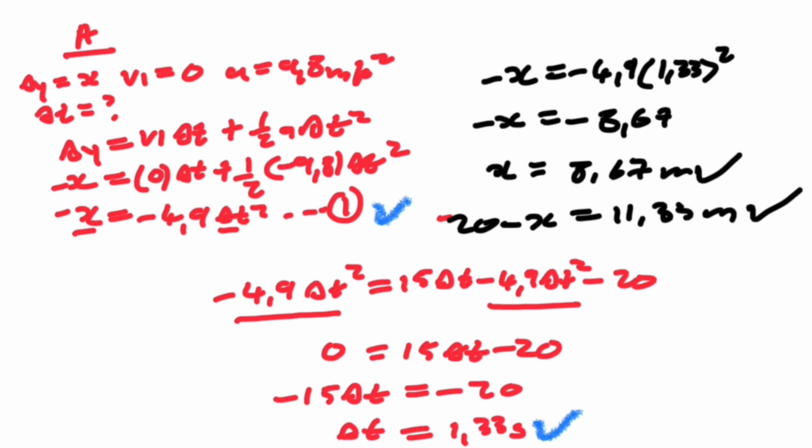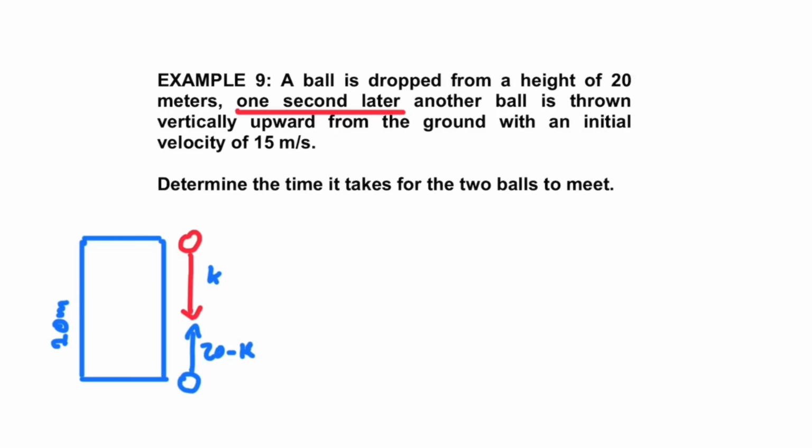But what if the balls are not thrown at the same time? What if one of the two balls is thrown a second later? How do we deal with such a problem? This example is very similar to the one we did before. The only difference is that the second ball is projected 1 second later. Let's go ahead and take a look and see what is happening.